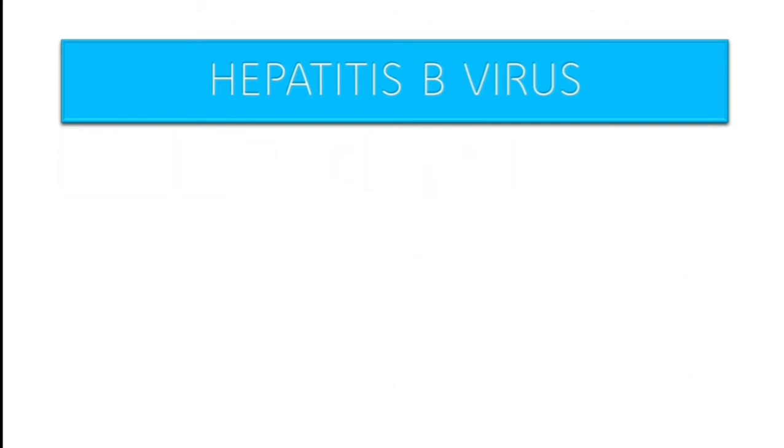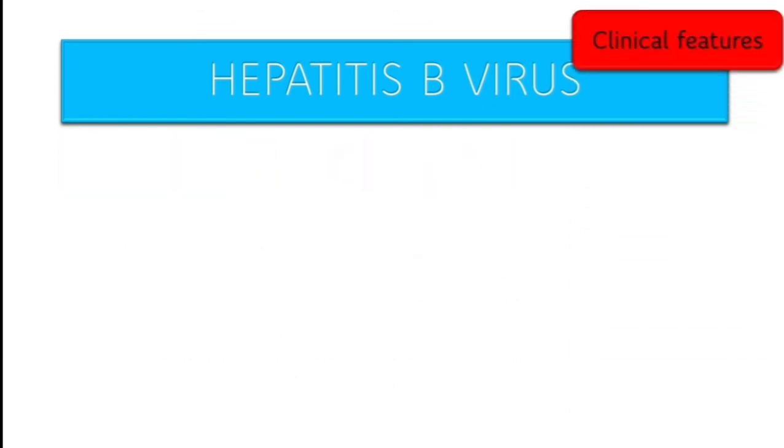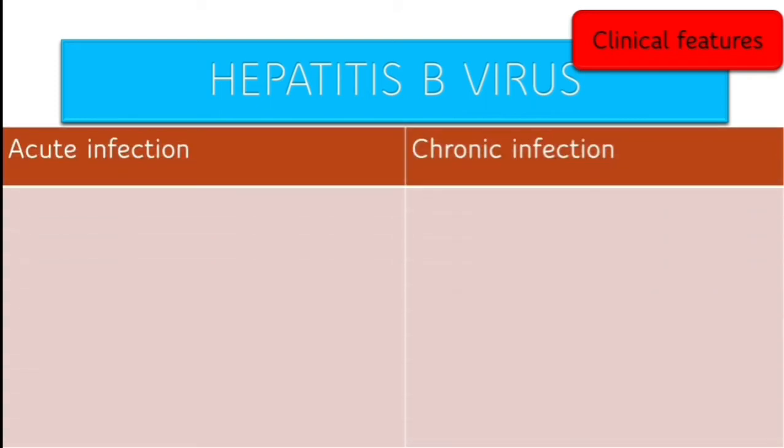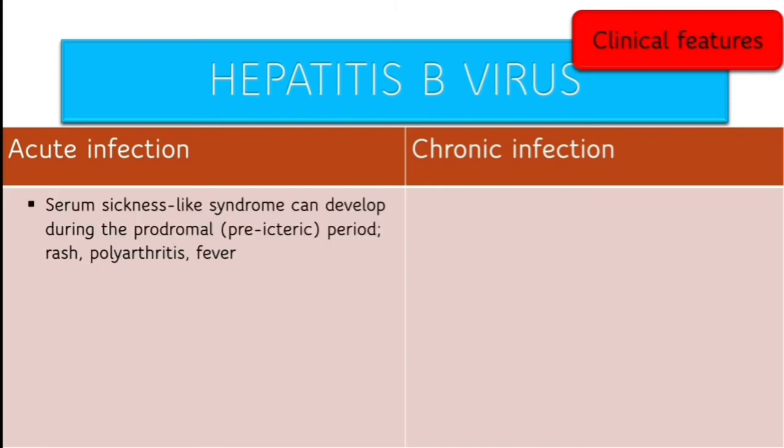This will lead to altered gene expression of endogenous genes, chromosomal instability, and hepatocellular carcinoma. Now let's talk about the clinical features. As I said before, we have acute infection and chronic infection. Starting with acute infection, a serum sickness-like syndrome can develop during the prodromal or pre-icteric period, and also there will be rash, polyarthritis, and fever.